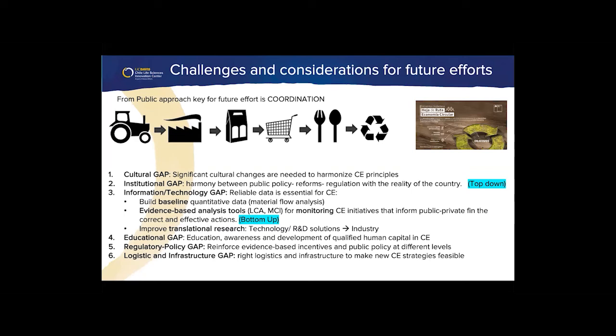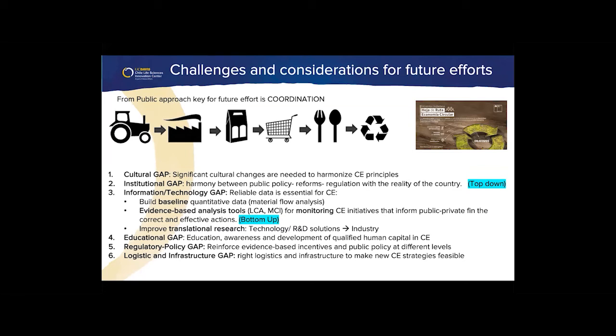So they have to do with culture. How can we make some cultural changes and harmonize the circular economy principles in the real action of the people all along the value chain? Some institutional gap. Also, how can we create harmony between the public policy, the reforms, and the regulation that will be aligned with the reality of the country? So from the public policy, from a top-down perspective. Then there is an information and technology gap.